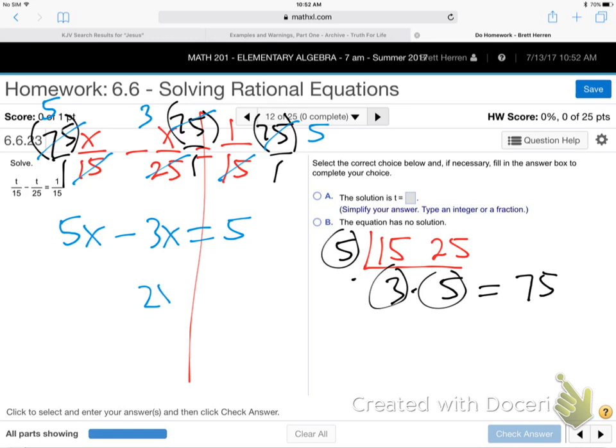Then it's just 2x is 5. Last step is divide by the 2. There it is. x is 5/2. Questions on that one? No questions? All is well?